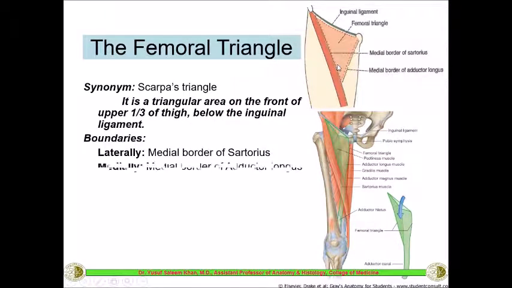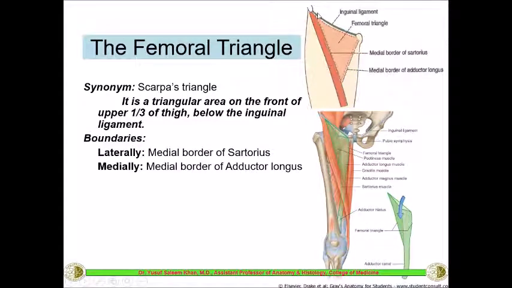Similarly, medially, if you see here, there will be a muscle called the adductor longus. In this picture it has not been shown, but here you can see this is the adductor longus muscle. There is a muscle here. So the medial border of the adductor longus, not the lateral border, but the medial border of the adductor longus, will form the medial boundary.